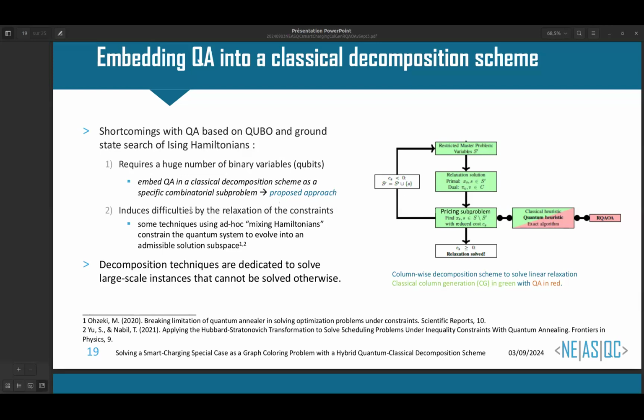So the first shortcoming comes from the number of qubits. I said that already. That's why we will be using a decomposition technique. And also the other aspect is the relaxation of constraints. We will be using decomposition techniques to solve the large-scale instances that cannot be solved otherwise. And recall that such techniques are also used in the classical context, especially to deal with too large instances.